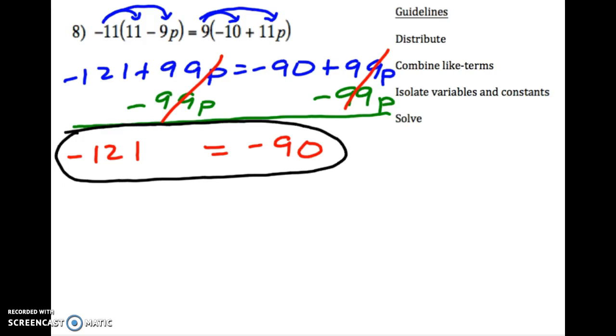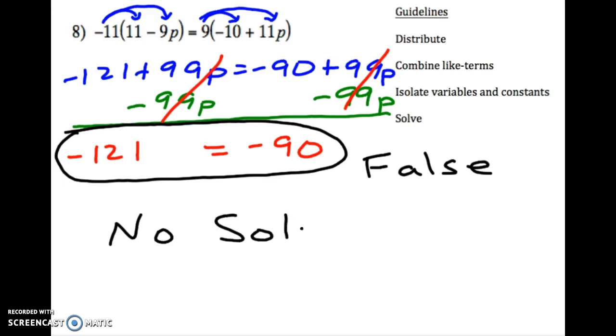negative 121 equals negative 90. This is not a true statement. Negative 121 definitely does not equal negative 90. So we got a false statement. So that means in this case, we have no solution.